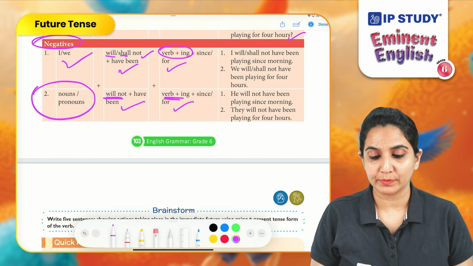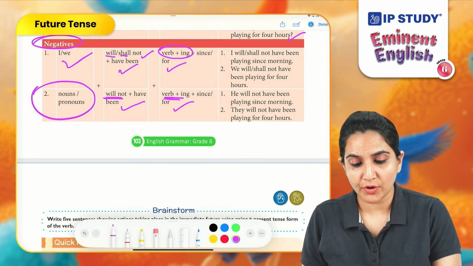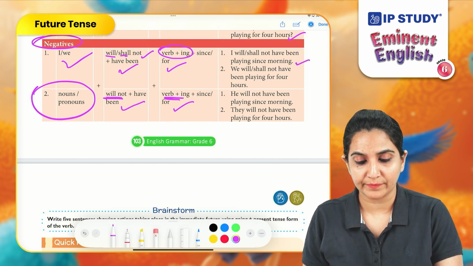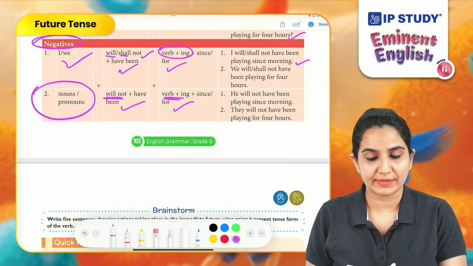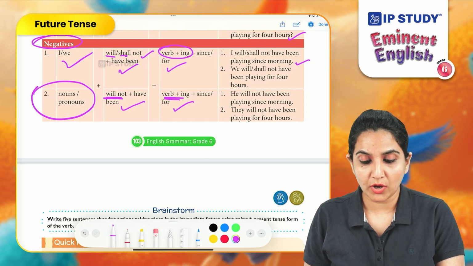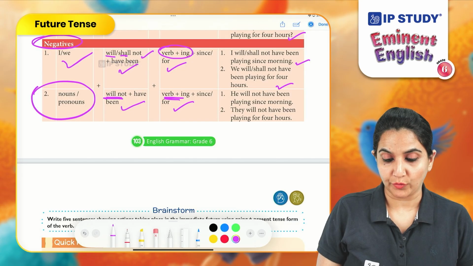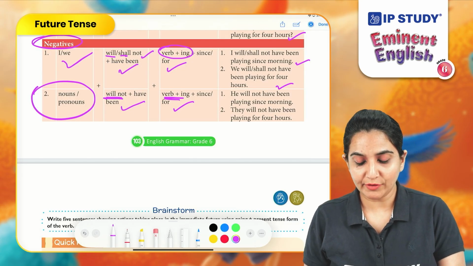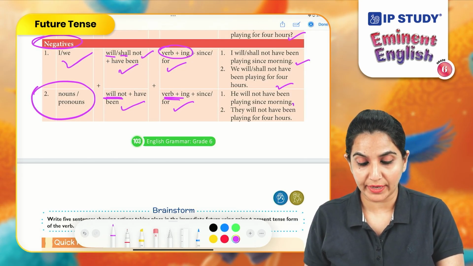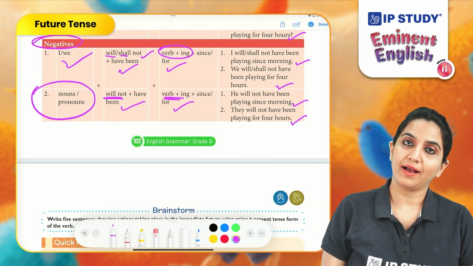Let us study the examples. I will not have been playing since morning. I shall not have been playing since morning. We will not have been playing for 4 hours. We shall not have been playing for 4 hours. He will not have been playing since morning. They will not have been playing for 4 hours.